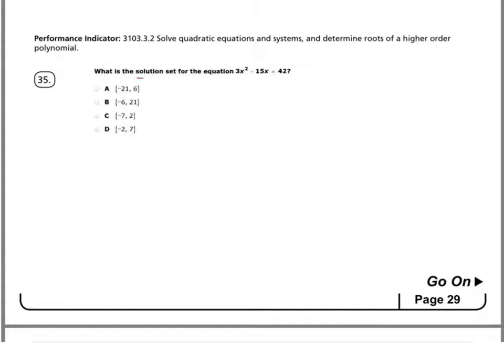In this problem, we're trying to find the solution set to this equation. Now, if something is a solution set, that means we may have more than one answer. Here there's two listed for each answer choice. Now, that means that you could plug these in and see if the equation is true.